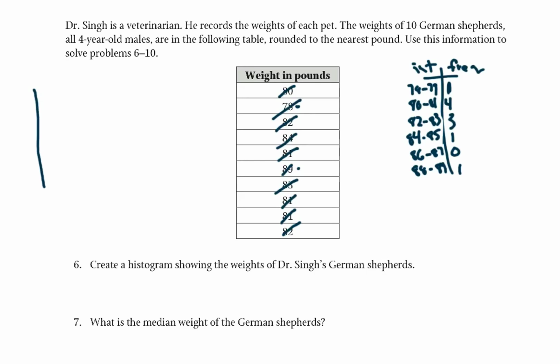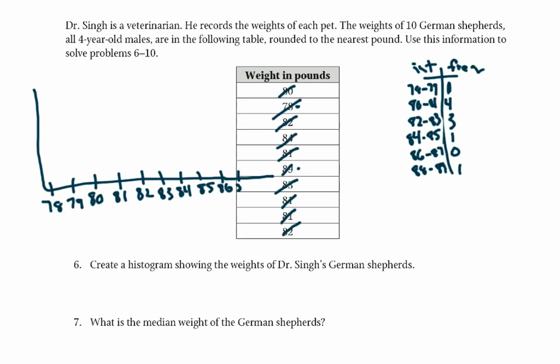Okay, so then for our histogram, we're going to use those same intervals. So 78, 79, 80, 81, 82, 83, 84, 85, 86, 87, 88, 89. And then we go 1, 2, 3, 4.